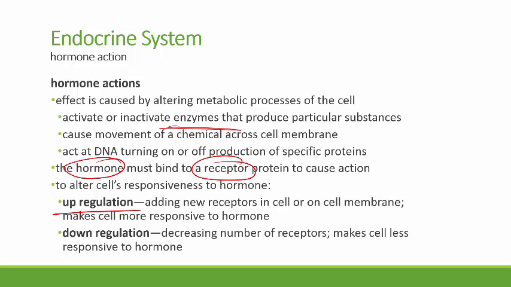We can also shut down a cell's ability to recognize a hormone. That is referred to as downregulation. With downregulation, we just remove the receptors from the cell membrane or from the nucleus of the cell, and boom, the cell can no longer respond to the hormone. So upregulation and downregulation are just means of either making a cell very sensitive to a hormone or less sensitive to a hormone.